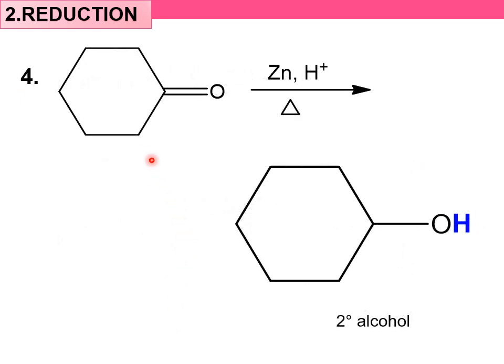For question number 4, this is a cyclohexanone. It is going to be reduced by zinc, H+ and heat to produce a cyclohexanol, a secondary alcohol.